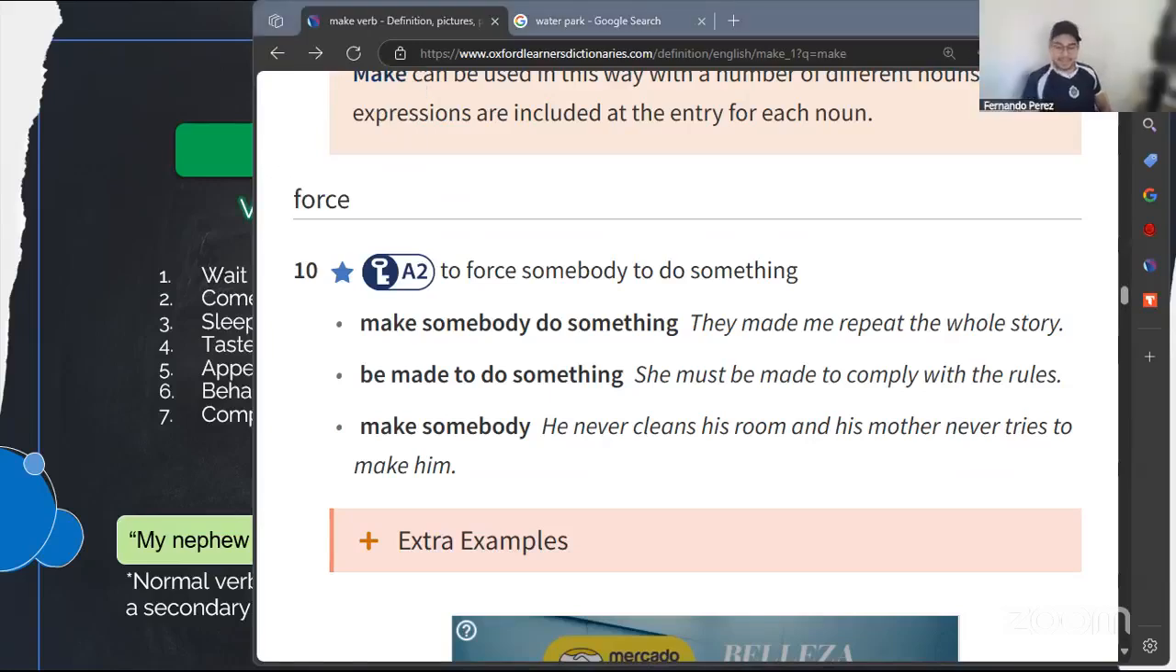I say, my boss makes me do my taxes. Do you know what taxes are? Yes. So my boss makes me do my taxes. Ugh, I don't like to make my taxes. No, I don't like to do my taxes. But my boss makes me do my taxes. You see?